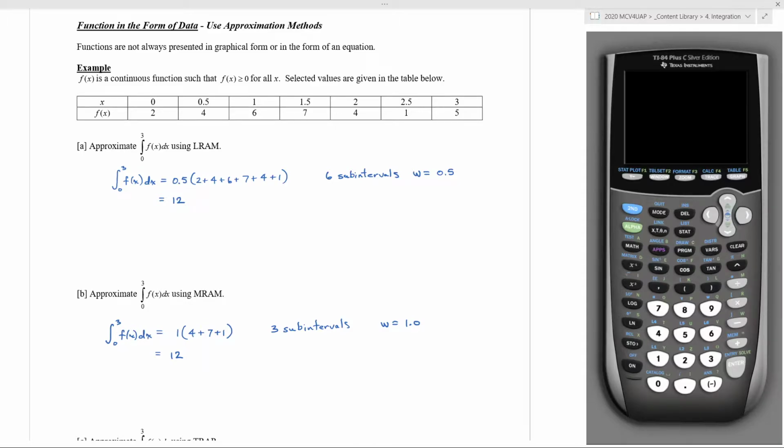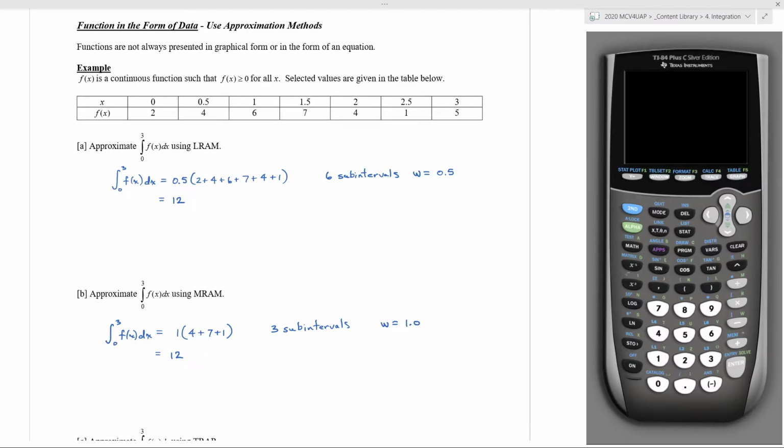So approximate the integral from 0 to 3 using LRAM. Okay, so we would use 6 subintervals for this question. The width is a half. It's a uniform partition. So we just write our width, 0.5, times the function value at each point except for the last one if we're using an LRAM. Okay, and if I do that, I get 12.